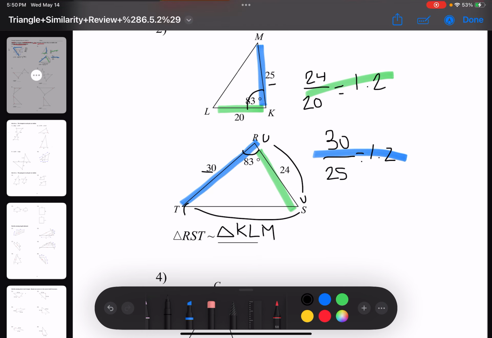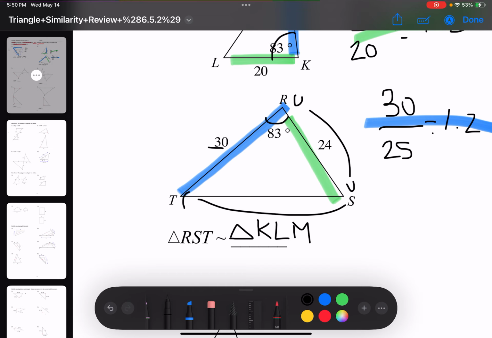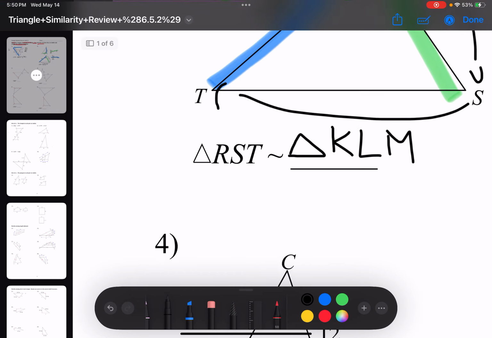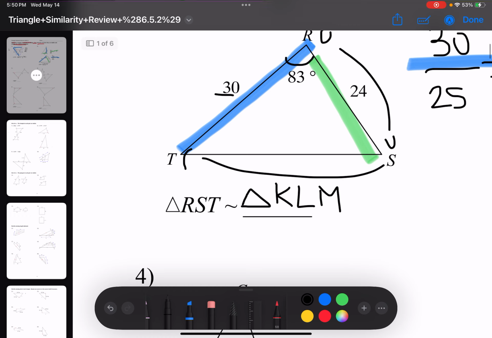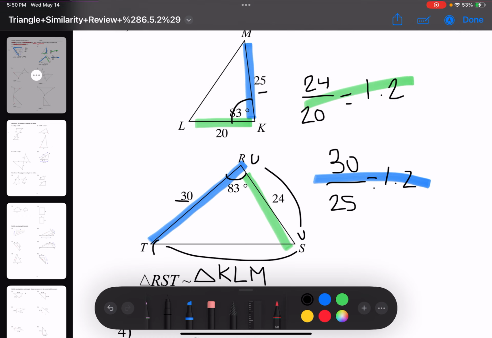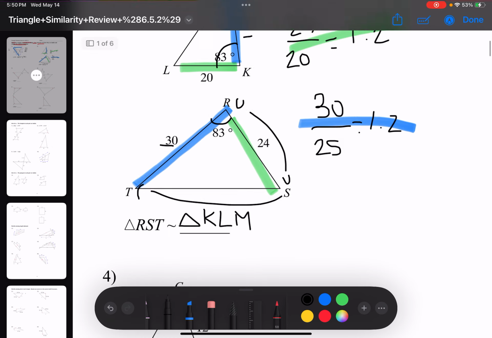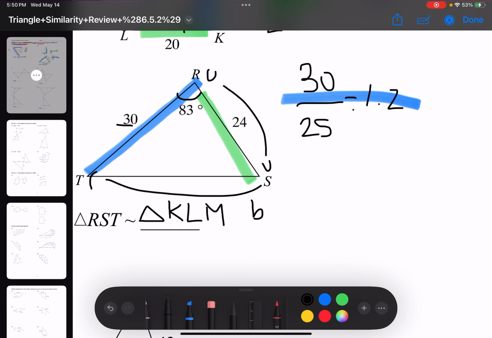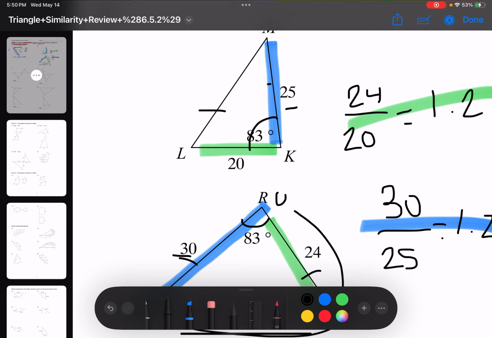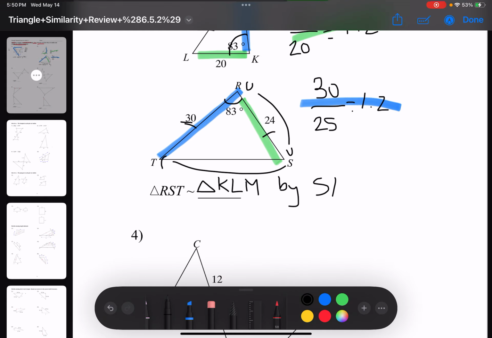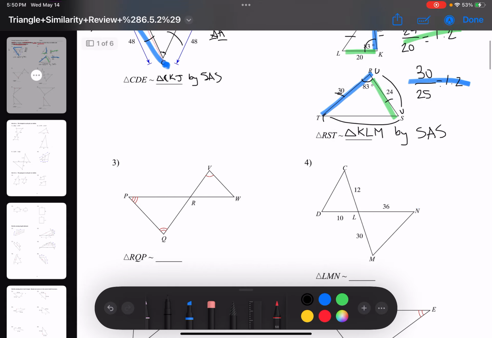We need to write it out in the same order. I'm trying to figure out a way to put this. When they're naming the triangles, you have to go in the same order for the other triangle. And that's why highlighting helps, so that we know in which order to go in. But it's similar by, we have a side, angle, side. We don't have to mark it up, but sometimes it's helpful. But yes, by SAS. Yay.